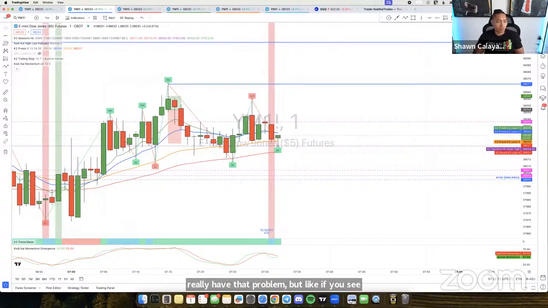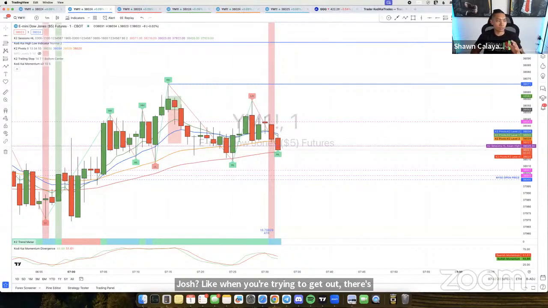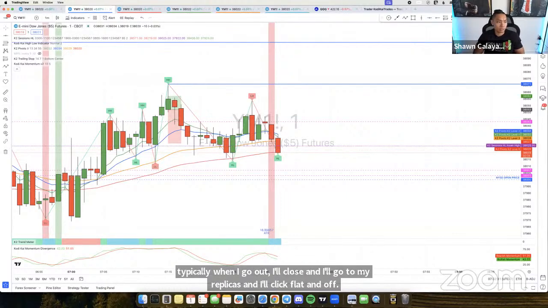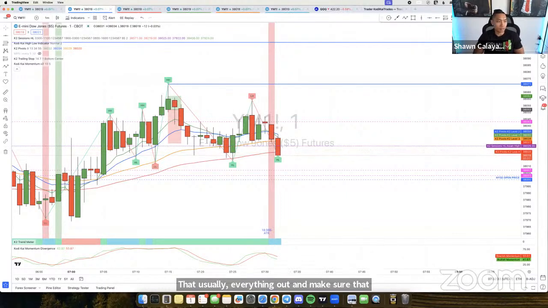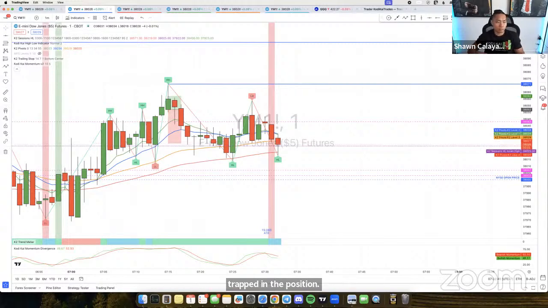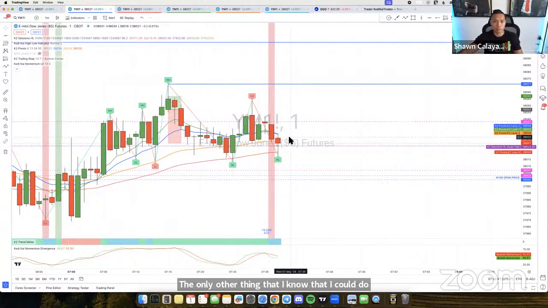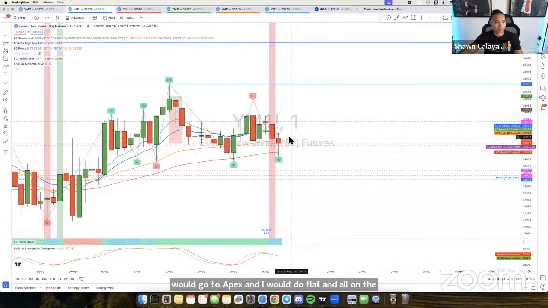make sure, did you try to flatten all, Josh? Like when you were trying to get out? Because typically when I go out, I'll close and then I'll go to my Replicano and I'll click flatten all. That usually closes everything out and makes sure that everything's closed. Otherwise, I'd be trapped in the position. The only other thing that I know that I could do is go to Apex and do flatten all on the actual Apex website. I had to do that once when Replicano froze on me.